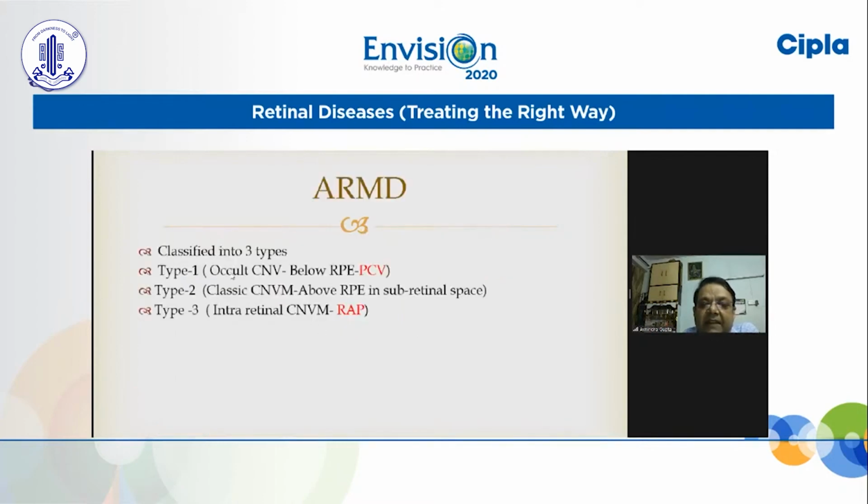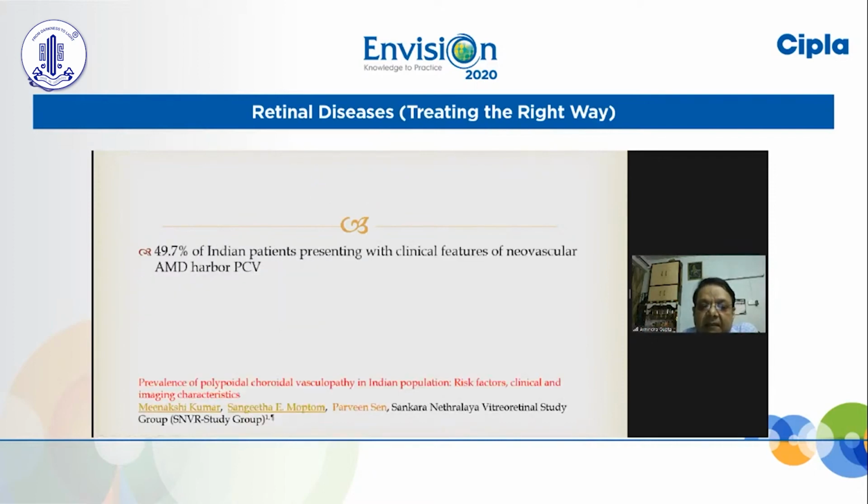AMD is basically classified into 3 types. Type 1, occult CNV below RPE. These lesions are basically PCV lesions. Type 2 lesions are classic CNVMs above RPE in the subretinal space. Type 3 lesions are intraretinal CNVMs that we call RAP lesions. And now we'll start with this study.